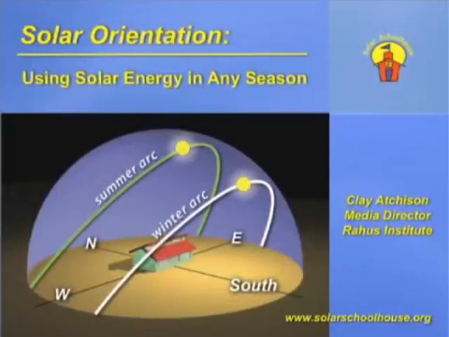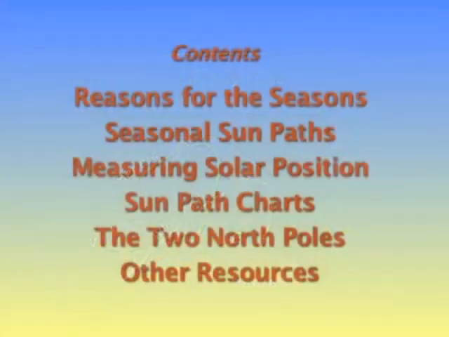This is an introduction to solar orientation. We'll start by exploring the reasons for the seasons and see how the sun's path across the sky changes during the year. Then we'll find out how to measure the sun's position in the sky and how to chart how its position changes through the seasons. Finally, we'll look at the two different North Poles and learn about other resources for exploring solar orientation.